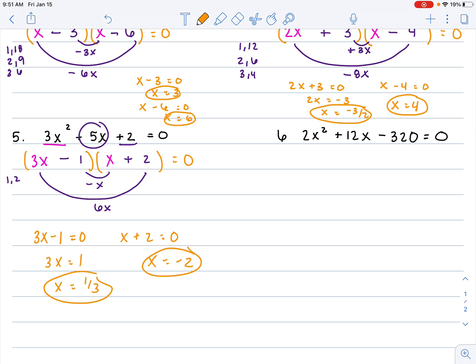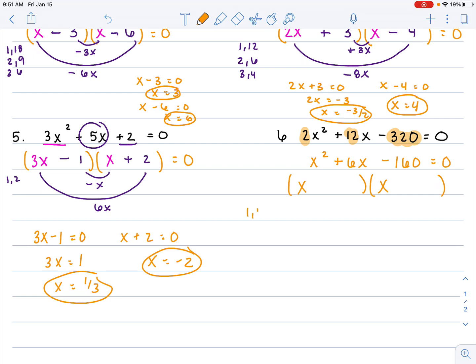And now our last problem. This one's got some really big numbers here. But when you see those big numbers, take a pause. So I've got 2x squared plus 12x minus 320. If I look at all of those numbers, 2, 12, and 320, they have what we call a GCF. I think all of those terms have a 2 in common. So let's factor out or divide by 2. When I do that, I get x squared plus 6x minus 160. That looks a little bit more manageable for us to factor.